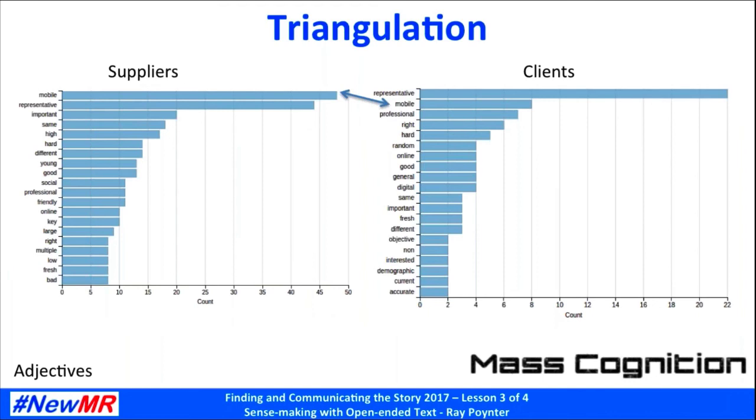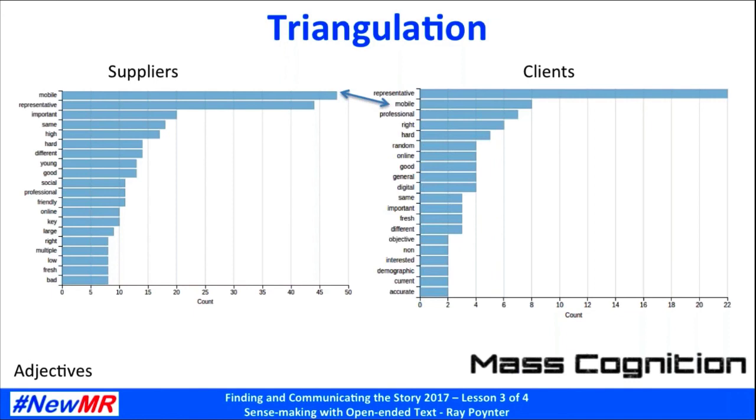So the suppliers have got, in terms of their adjectives, mobile as the most important word. It drops to second in the clients' list. Doesn't sound like a big difference, except it is a really distant second. So it's gone from stand out first to really distant second.